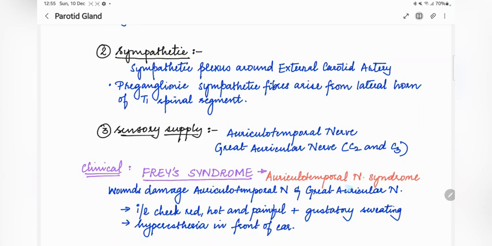So Frey syndrome is characterized by the ipsilateral cheek becoming hot, red and painful when a person eats, and also there will be excessive sweating, also known as gustatory sweating. That is, along with salivation, there will be sweating also. Also, when a person shaves, there is cutaneous hyperesthesia in front of the ear. This is due to damage of the auriculotemporal nerve and the great auricular nerve.